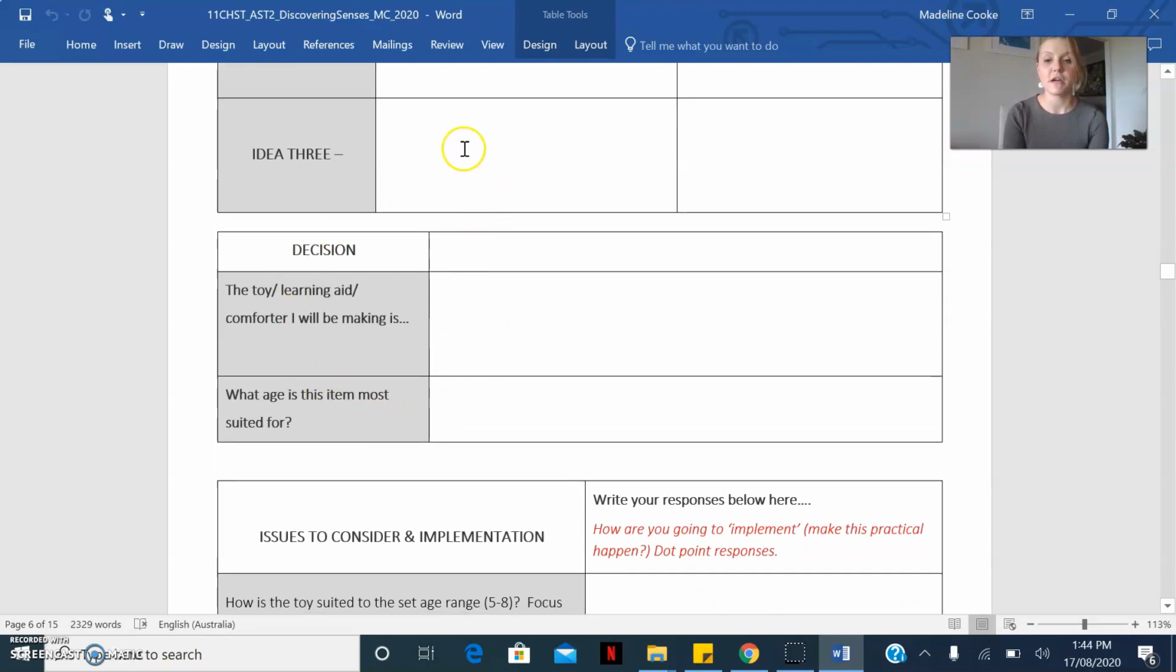Then, out of those 3 ideas above, you're going to pick one. Okay, you're going to come to your final decision. The toy, learning aid, or comforter I'll be making is, and what age is this item most suited for? You need to tell us.